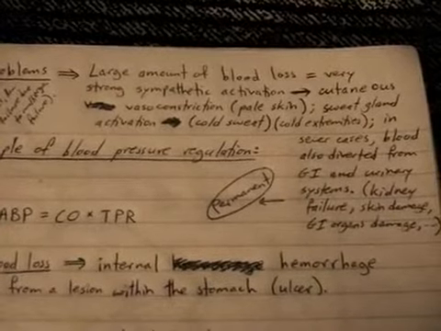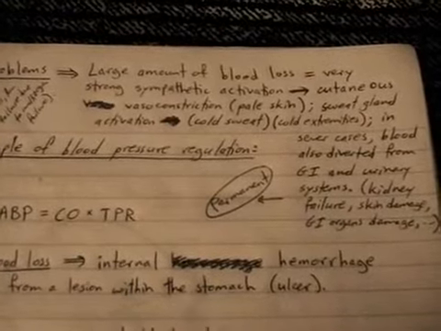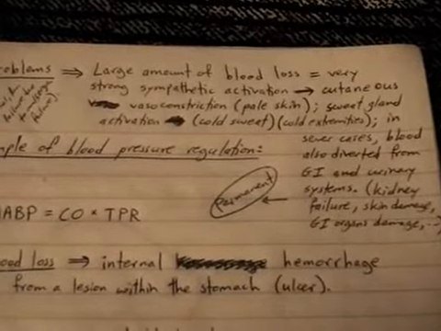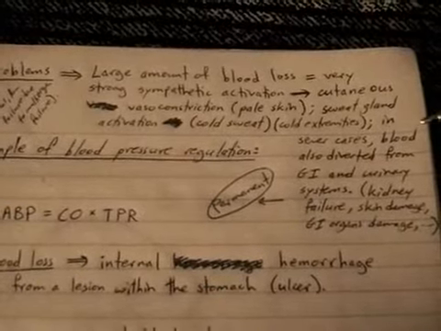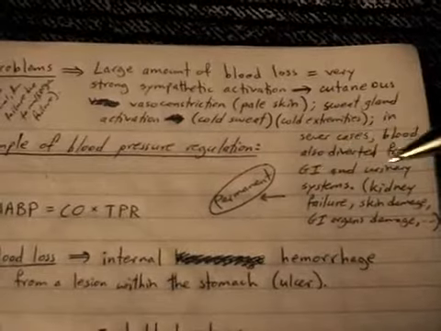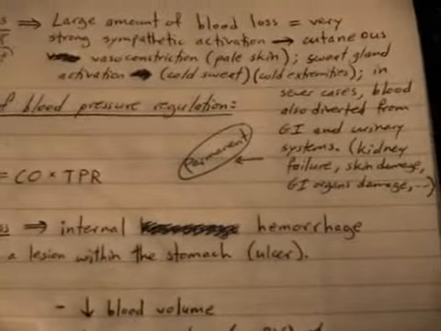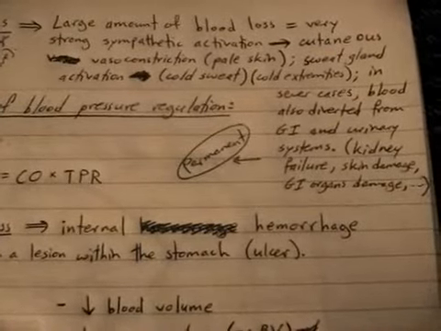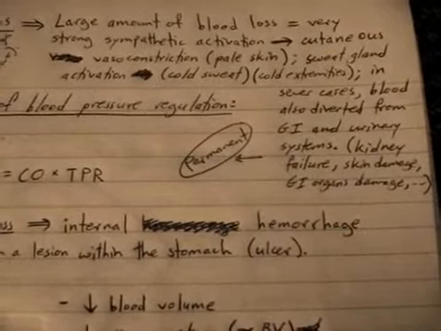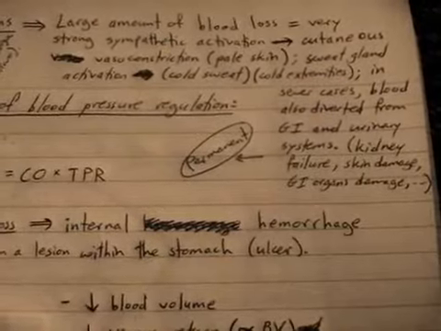Now, if blood volume continues to decrease and therefore blood pressure continues to decrease, then blood is also going to be diverted from other organs such as the digestive and urinary organs. Now, if there is decreased blood flow to a tissue over a long period of time, that tissue is going to begin to get damaged from ischemia.